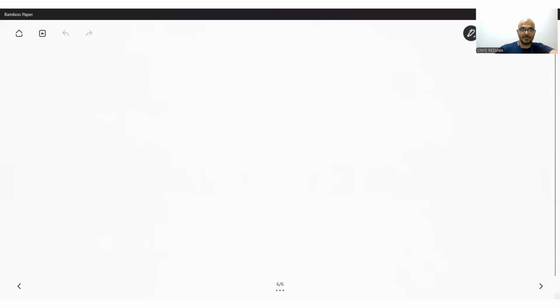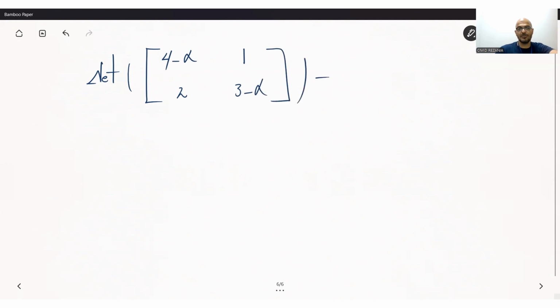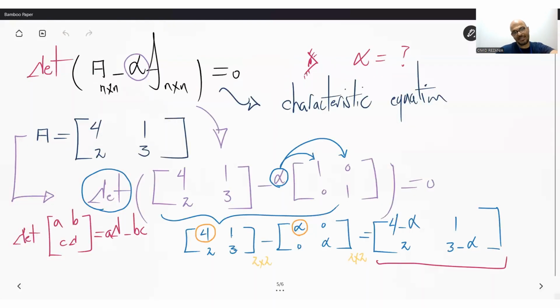I'm going to say now what becomes the determinant of the matrix which I found, which is (4 minus alpha), 1, 2, (3 minus alpha), equal to 0. Because what did I have before? I said the characteristic equation, which is this. It requires me to find the determinant of this matrix, the diagonal product subtracted by the off-diagonal product, and put it equal to 0.